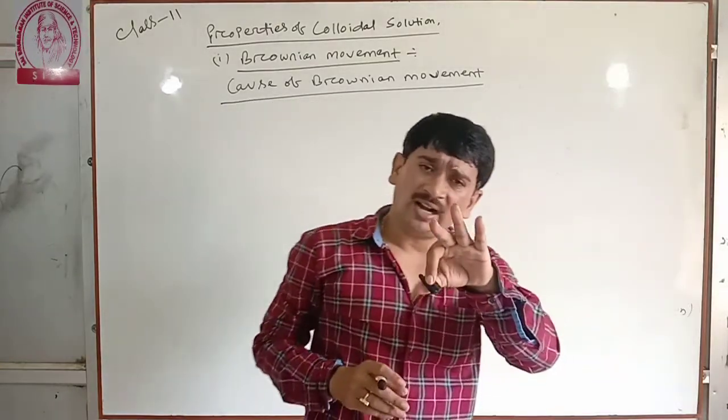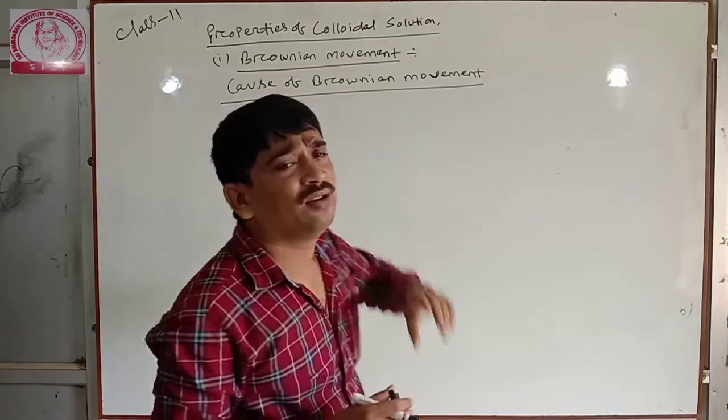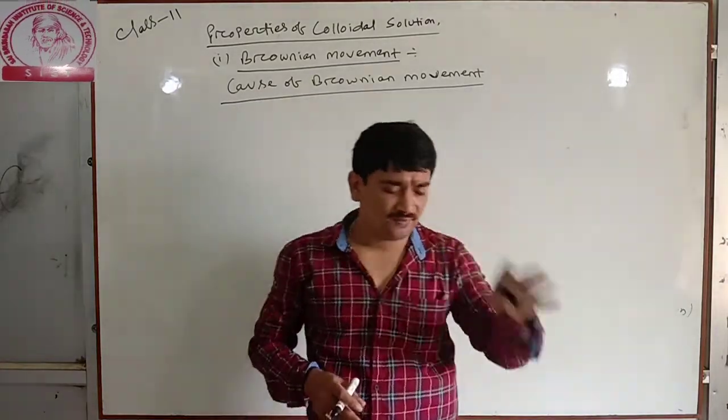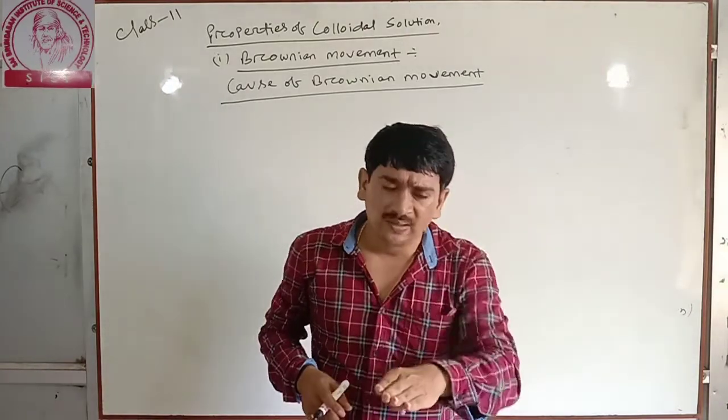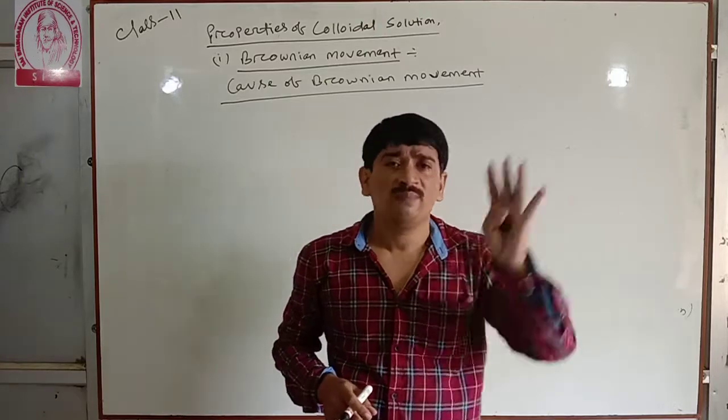Clear? So first two points I have written, and the diagram. Next, what is the cause of Brownian movement? It is due to the unbalanced movement of the particles of the dispersed phase and the molecules of the dispersion medium.